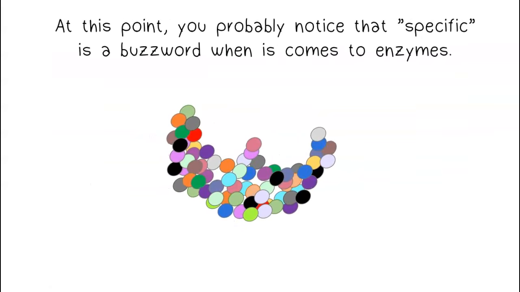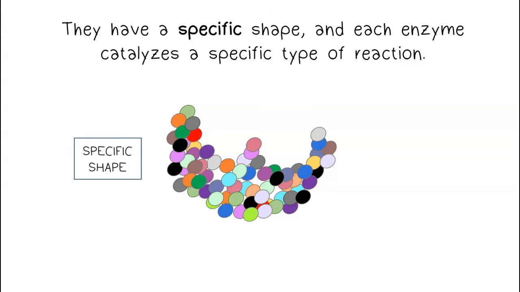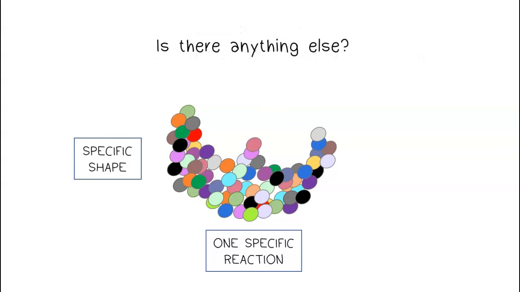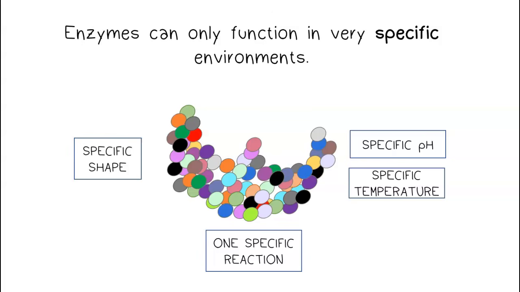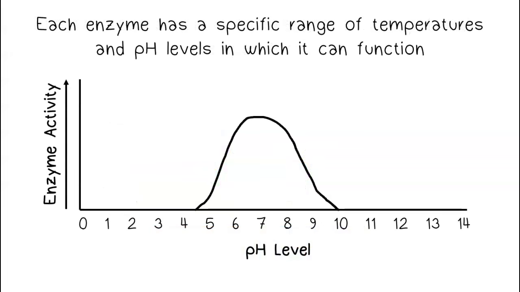At this point, you probably noticed that specific is a buzzword when it comes to enzymes. They have a specific shape, and each enzyme catalyzes a specific type of reaction. Is there anything else? Well, enzymes can only function in very specific environments. Enzymes are sensitive to changes in both pH and temperature. Each enzyme has a specific range of temperatures and pH levels in which it can function.